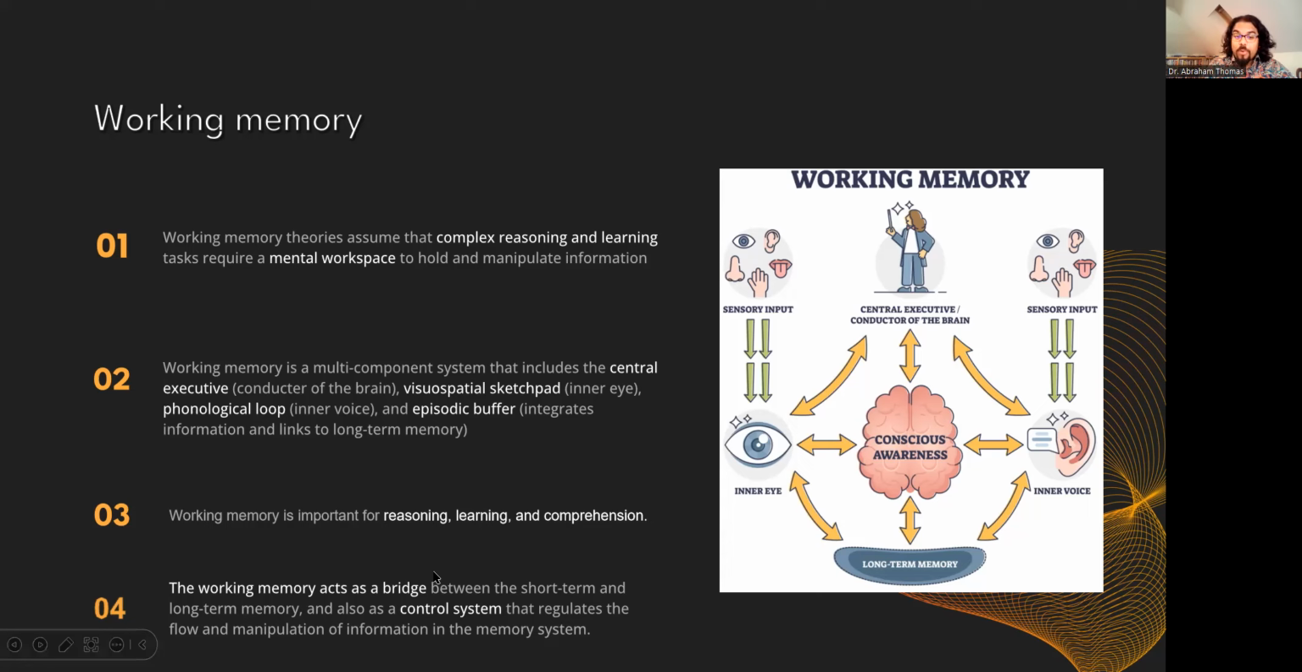Why is working memory important? It's important for reasoning, learning, and comprehension. And it acts as a bridge between short-term and long-term memory, and also as a control system that regulates the flow of and manipulation of information in the mind.